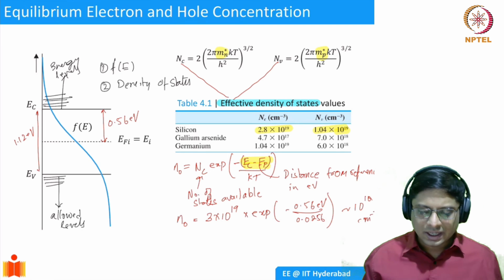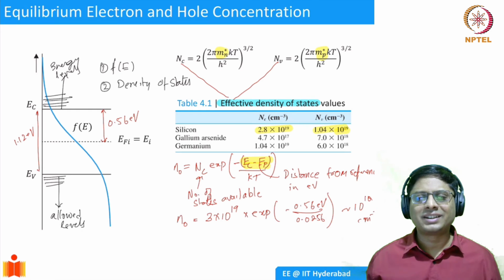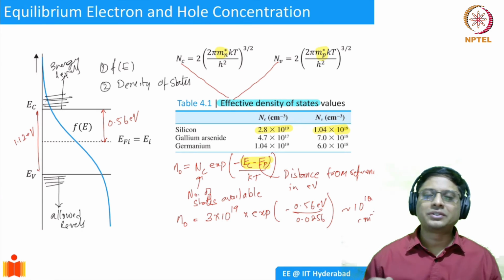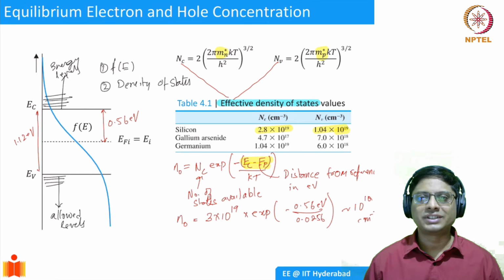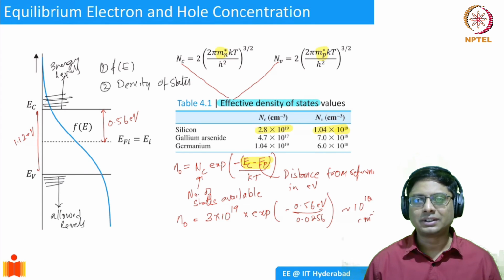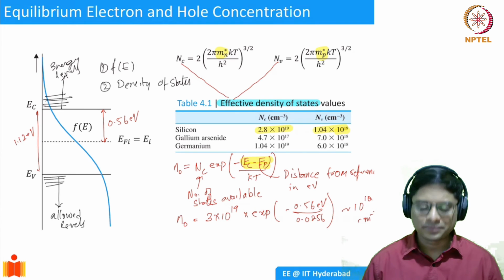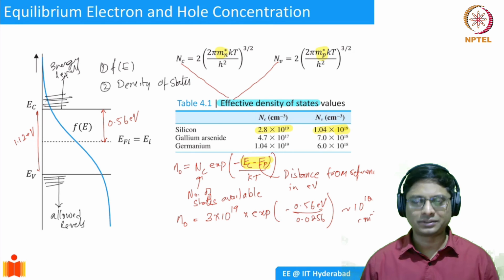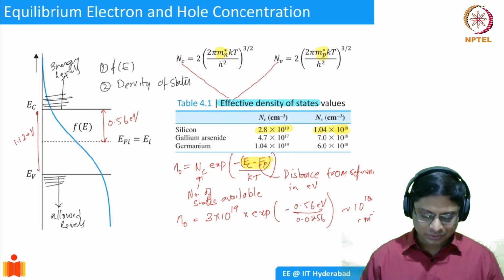If you remember, in the last class I mentioned that Ni is 1.5 into 10 power 10, so this is where the slight variations in the numbers come about. The accepted value of Ni is 1.5 into 10 power 10, but there's no harm even if you simply use 10 power 10 in the calculations. In the question, we generally mention whether you have to use 10 power 10 or 1.5 into 10 power 10. The answers are going to be close.